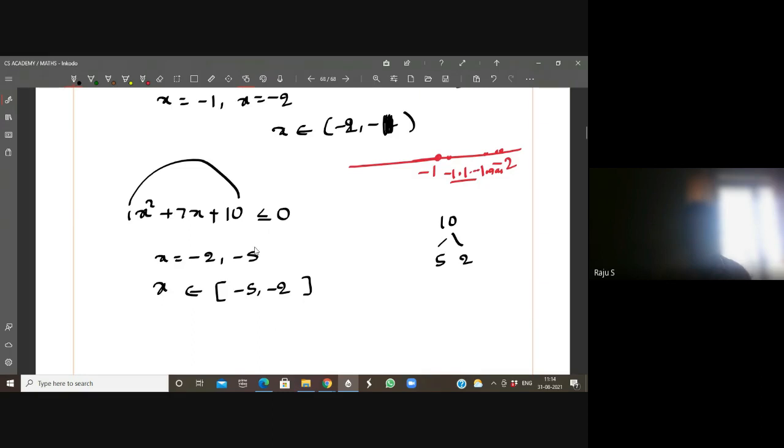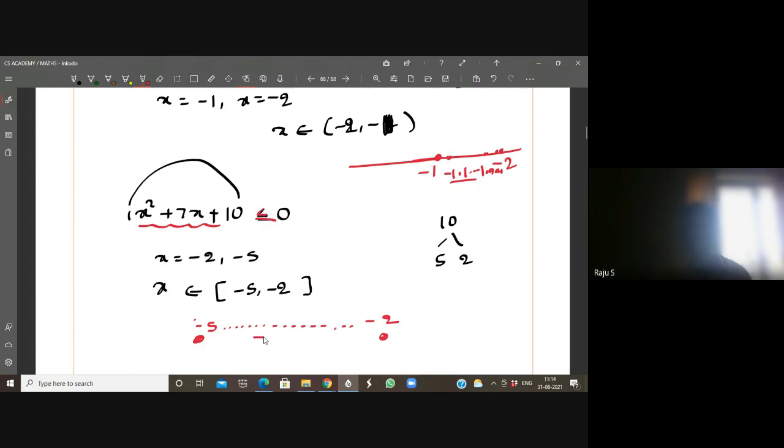So you can take any value from minus 5 till minus 2, including endpoints. You may take every real number also, not only integers. Between these two values, for every value of x, we will get lesser than or equal to 0 only. We never get greater than 0. If you have any doubts, you can substitute these values and check once. Either you will get equal to 0 or lesser than 0.